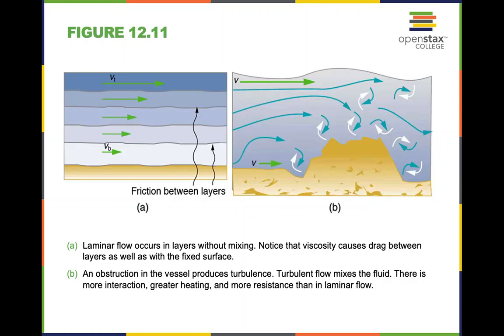So for A and B, for A, laminar flow occurs in layers without mixing. So it's just straight flow. Notice that viscosity causes drag between layers as well as the fixed surface. For B, we have turbulence here. Turbulent flow mixes the fluids, so all this fluid is just kind of coming in and there are mixers and little swirls here. There's more interaction, greater heating, and more resistance than in laminar flow. So laminar flow is smooth, and turbulent flow is a little bit crazy.